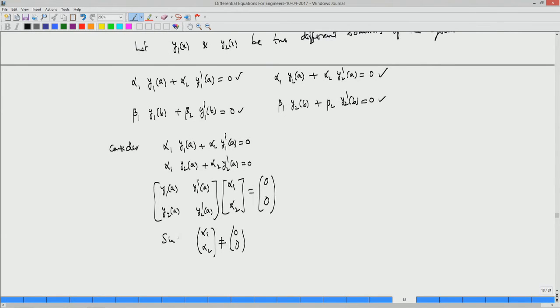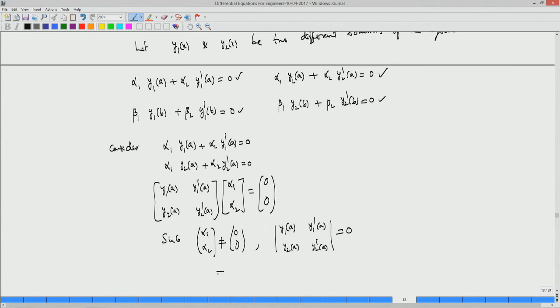Since this is non-zero, the determinant has to be 0, because this is the homogeneous system Ax equal to 0. When you have a non-zero solution, the determinant of A has to be 0. So the determinant with y1 at A, y1 dash at A, and y2 at A, y2 dash at A has to be 0.